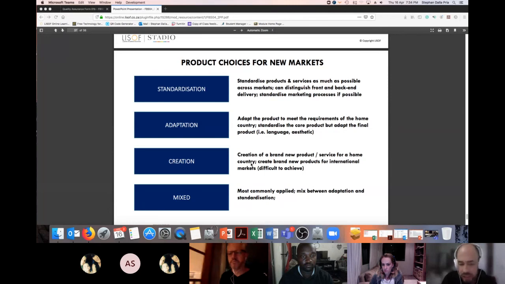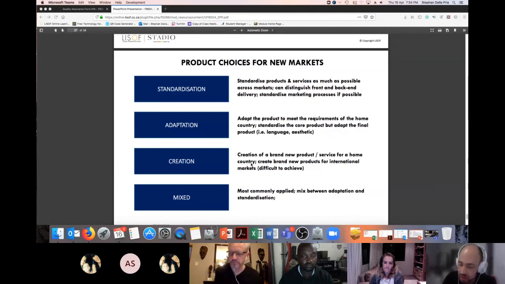It is what it is. It's quite straightforward. If you standardize a product for different markets, obviously you'll achieve, what did we say earlier, economies of scale. What happens if you have to adapt your product for a market? It becomes more difficult. You have to involve more effort.